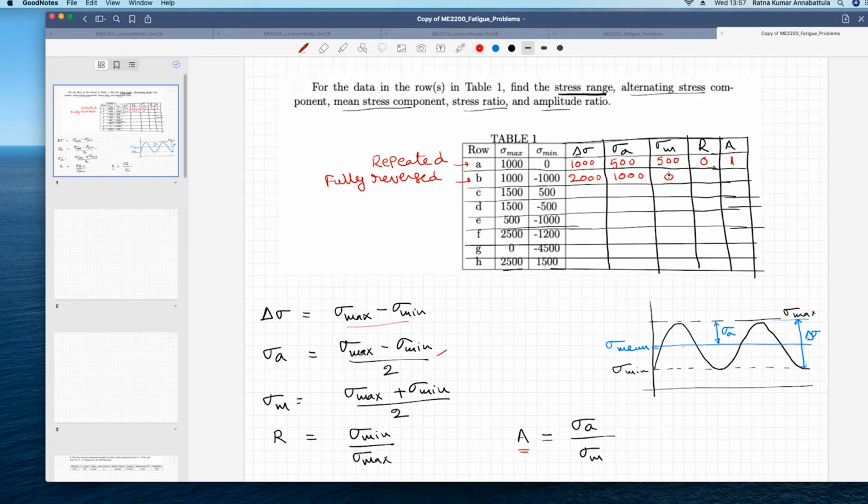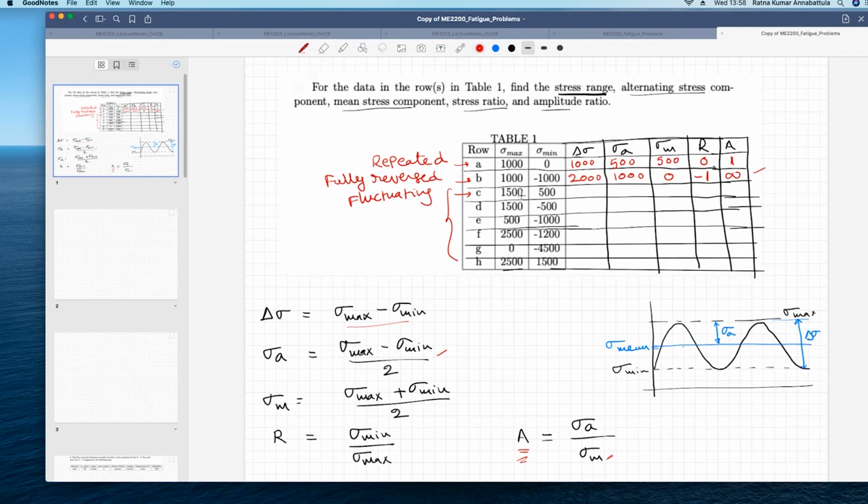And stress ratio is sigma min over sigma max, that is -1. And amplitude ratio is sigma A over sigma m, where sigma m is the mean stress, so that is 0, and hence this becomes infinite. This is something that we have already looked at when we were discussing the calculation of these parameters called stress ratio and amplitude ratio. And now come to the third one. It is a case of fluctuating loading. For that matter, all others are also cases of fluctuating loading.